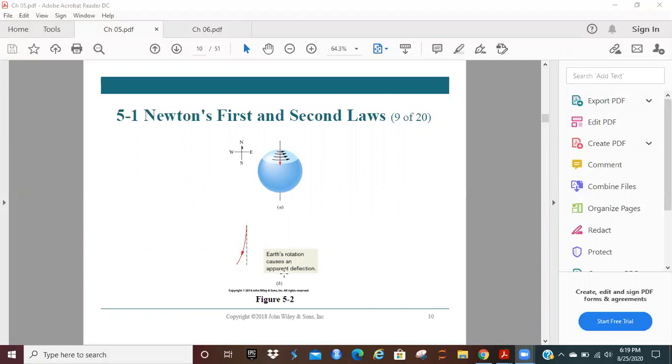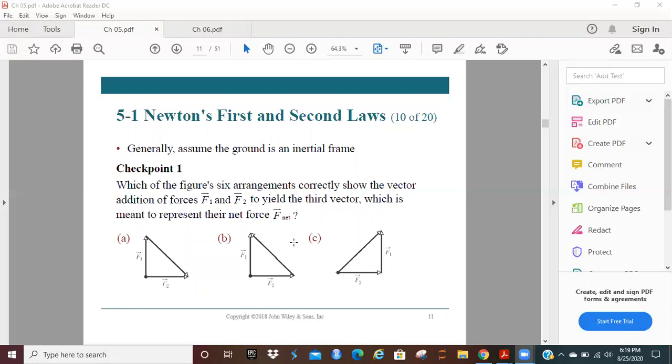Earth's rotation causes an apparent deflection. In other words, as the Earth rotates, that puck is not necessarily going straight down; there's actually a little bit of a curve to it. There's more involved with that, but we're not going to go quite that far into it. For now, inertial reference frames are where we're going to be focused. In general, we're going to assume that the ground is in fact an inertial reference frame.